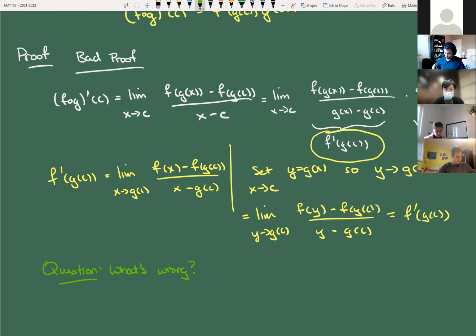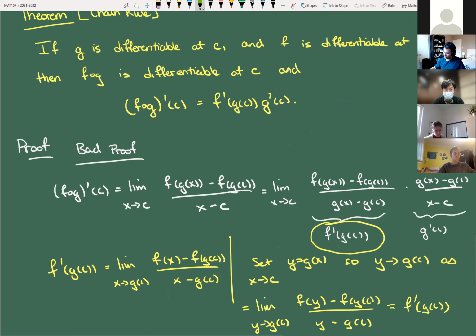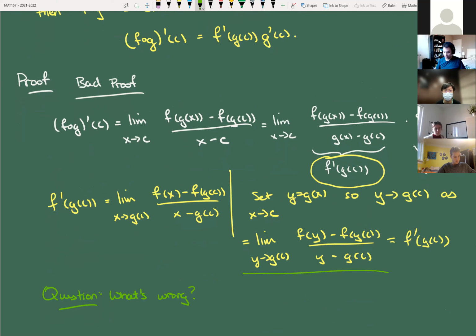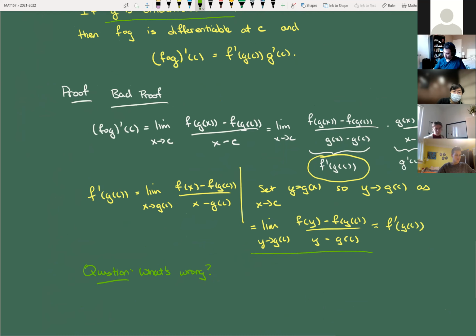Oh, but we assumed that g is differentiable at c, right? That's one of our assumptions. So we do have that. And we also know that f is differentiable at g of c, so this limit also exists. So both of these limits exist, right? That's not the issue. So what's wrong?